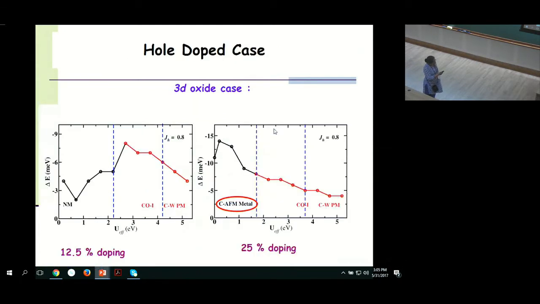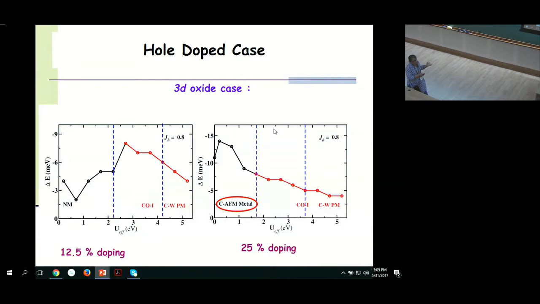But then in the 3D oxide, at the 12.5% doping, we have no metallic phases, maybe only the non-magnetic metallic phase, but at the 25% doping, we have the C-type antiferromagnetic metallic phase which is stabilized over here.